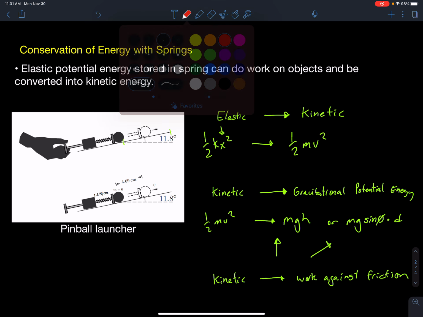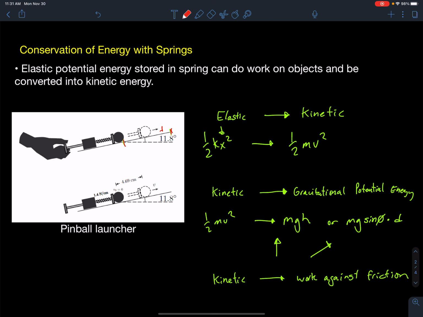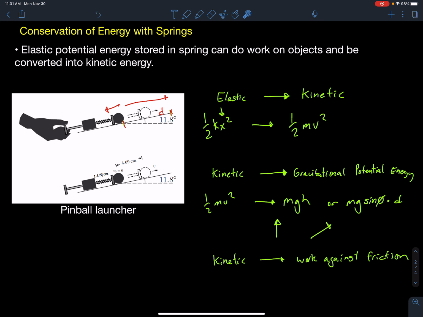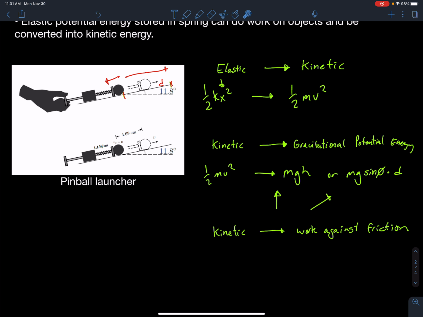Let's just change the color here. I'll call that d. So mg sine theta, because that would be the resultant force of gravity pulling that object down the ramp, times the distance that it goes up, would be the work done thanks to kinetic energy, which was thanks to the elastic potential energy. And the last thing I need to think about on a pinball machine is work against friction. So that kinetic energy is coming to do work against friction.